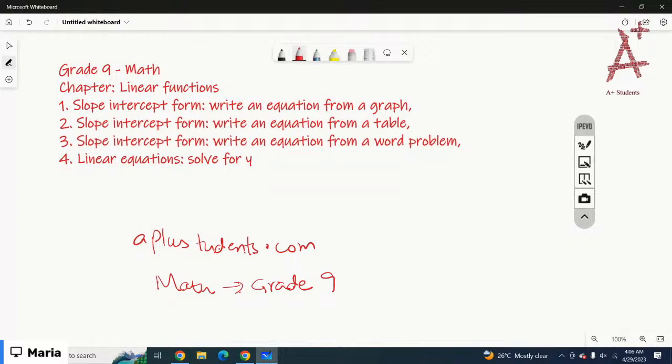We're going to start with the chapter linear functions. And the lessons we're going to cover today are slope intercept form, write an equation from a graph; slope intercept form, write an equation from a table; slope intercept form, write an equation from a word problem; and linear equations solve for y. So let's start with the first lesson, that is slope intercept form, write an equation from a graph.